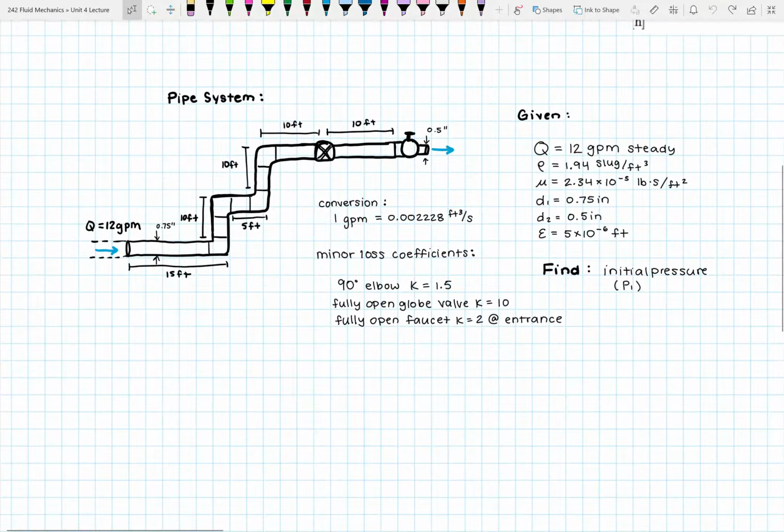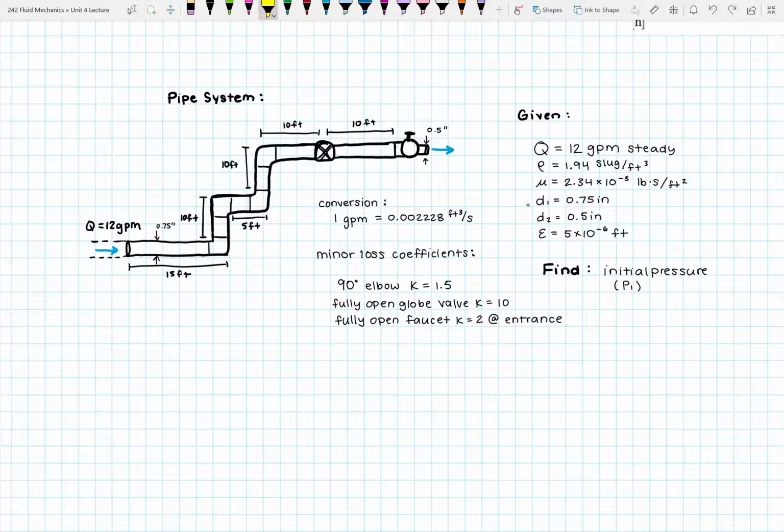And so from there we have this conversion, which we'll use pretty soon here, and then these minor loss coefficients. So this is going to have to do with our head loss, which we will get into pretty soon. But these coefficients are sometimes given to you in a table format, so you need to kind of know what to look for. But this is pretty simply laid out for us, where we just have the coefficients for 90-degree elbows, which are these elbows that you see here, these kind of just bends in the pipe. And then for the fully open globe valve, that's what you see right here. And then finally for the fully open faucet, which is what we have right at the end here.